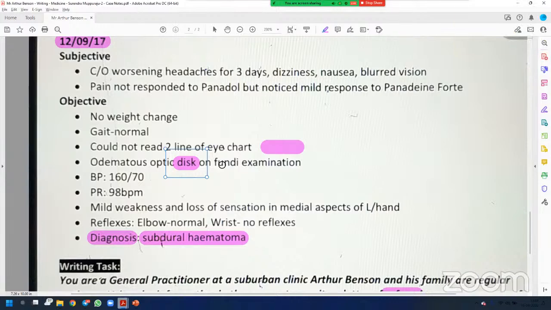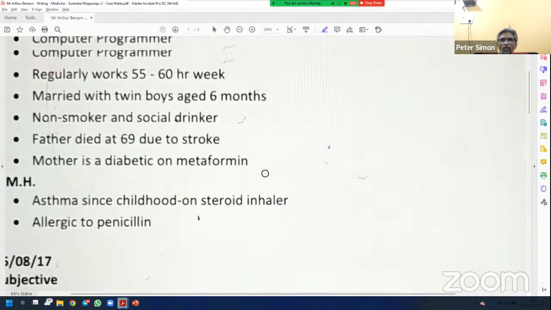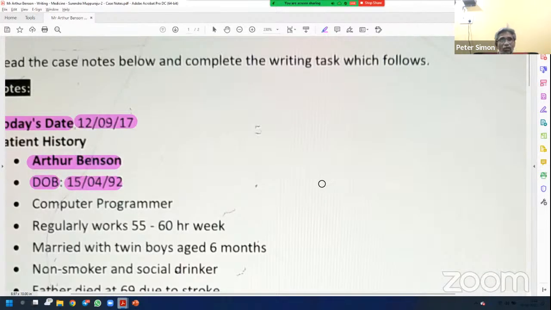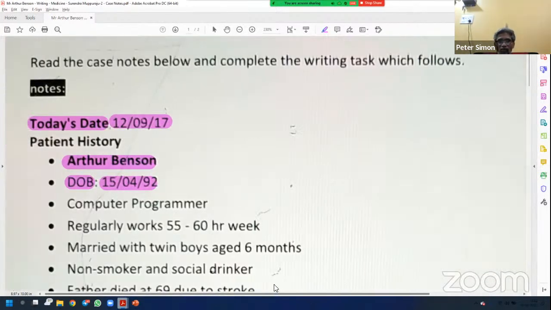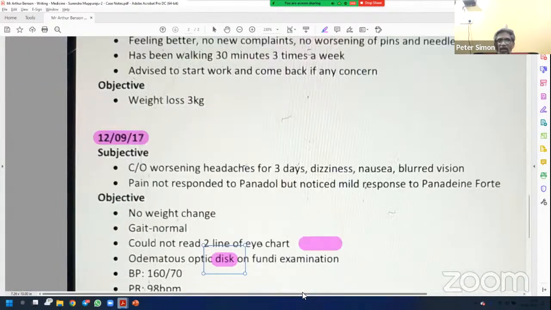What I'm showing you is how to identify the mistake in the case. Of course, maybe this is not an authentic case note. Maybe somebody has prepared this letter, and this is not an official OET letter. But some flaw is there. That flaw you have to identify and rectify as a student.